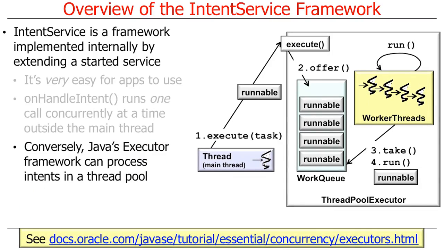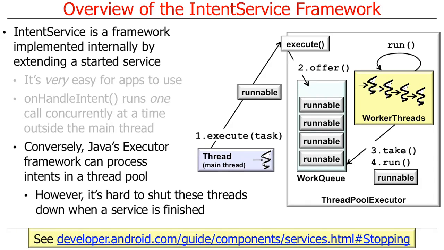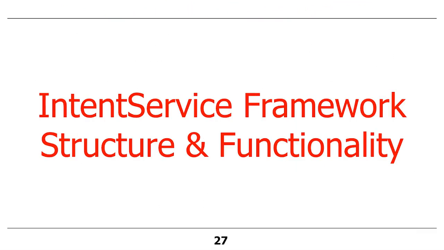In contrast, if you need to be able to process intents in a pool of threads, you might choose to use Java's executor framework, things like the executor service, which allows you to process intents in a thread pool. However, it's much more tricky to shut these threads down when the service is finished, as we'll talk about later. Let's now talk about the structure and functionality of the intent service framework.